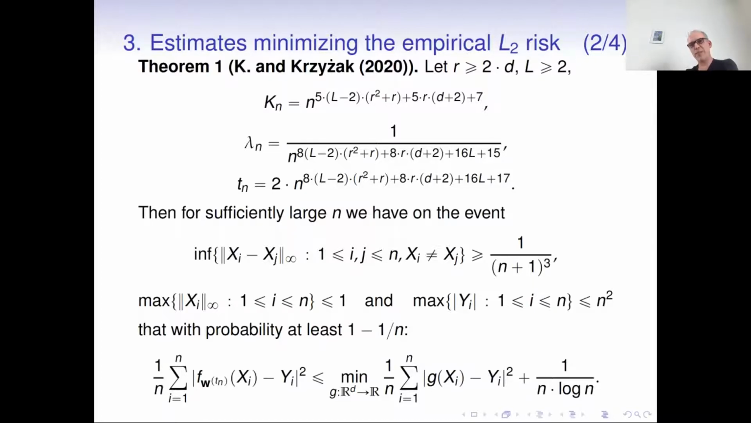The maximum sup norm of the xi is bounded by 1. The maximum absolute value of the yi is bounded by n squared. Then with high probability, the probability is 1 minus 1 divided by n, the empirical L2 risk of your estimate learned by gradient descent is less or equal than the optimal value plus some small term. It's 1 over n times log n.